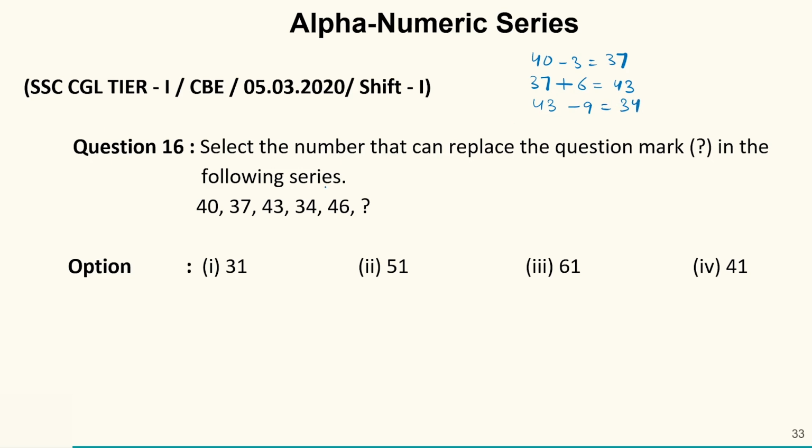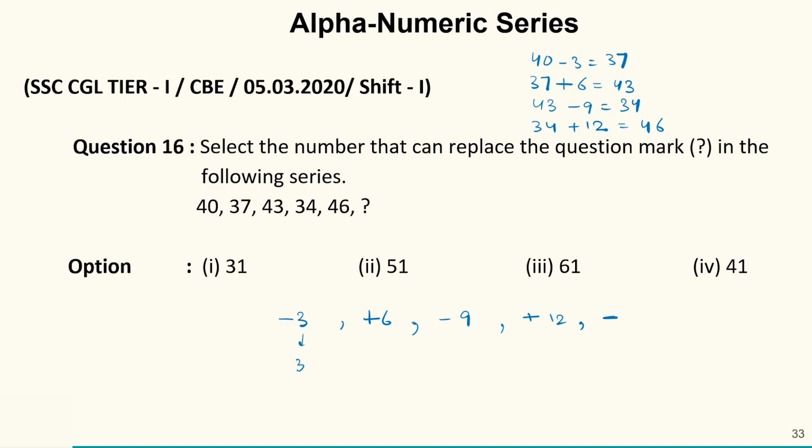Yes. And from 34, if I add 12 into this, we'll get 46. So I can see that multiples of 3 are being used in operation. First subtraction, then addition, then subtraction, then addition. So subtraction will be the next logic.